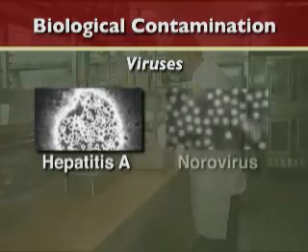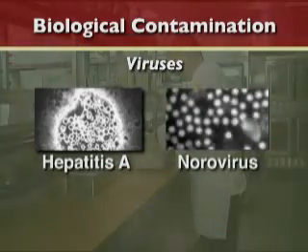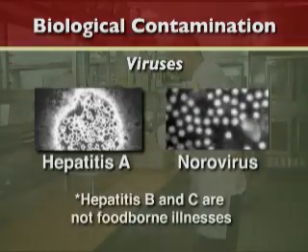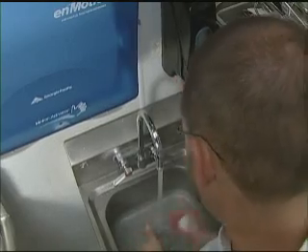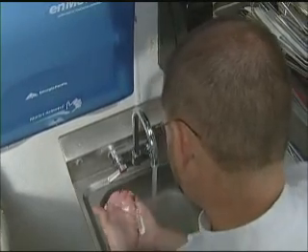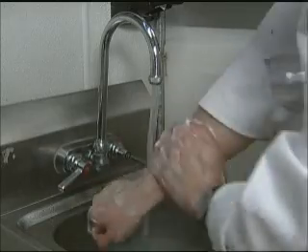Examples are hepatitis A and norovirus. Hepatitis B and C are not foodborne illnesses. Norovirus, sometimes known as the cruise ship virus, is very easily spread and can cause a lot of people to become sick at one time. The virus can also be spread for up to 2 weeks after symptoms are gone. That's why it's so important to practice good personal hygiene. It's also important to know that bacteria and viruses are not simply killed by freezing, cold holding, or hot holding. Throughout this video, we'll mostly be talking about bacteria and viruses.